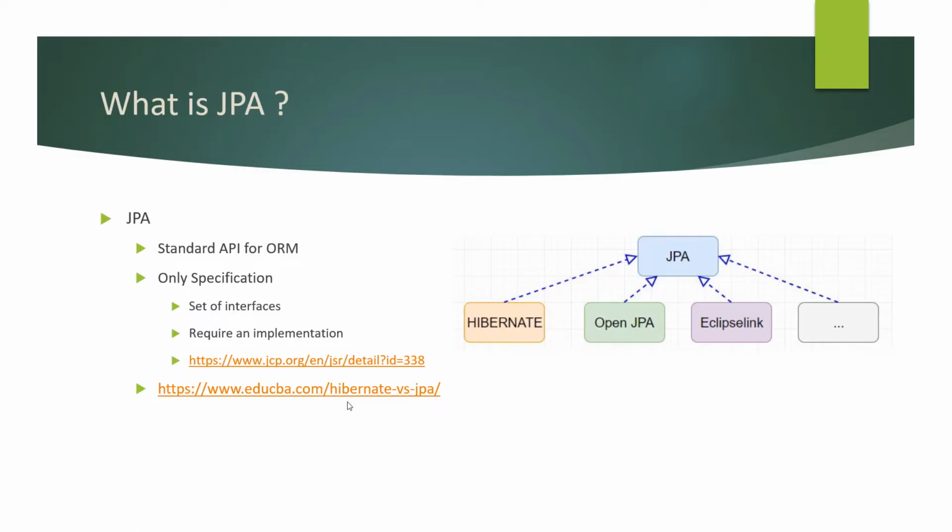Firstly, what is JPA? That is the standard API for ORM. It means Object Relational Mapping. It's only a specification and it includes a set of interfaces and required implementation. So there are some implementations of JPA like Hibernate, OpenJPA, and some people have some confusion between Hibernate and JPA. You can read in the link to understand more.